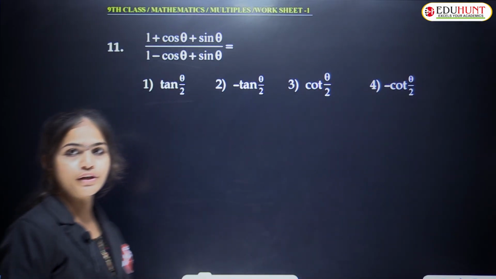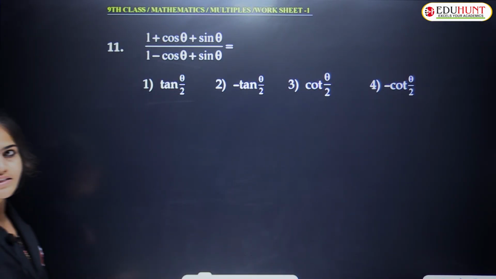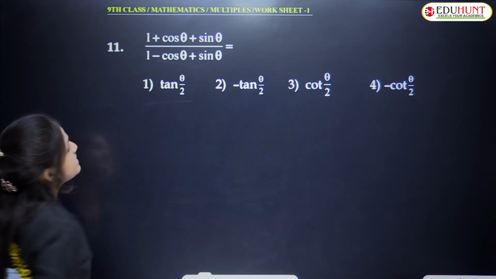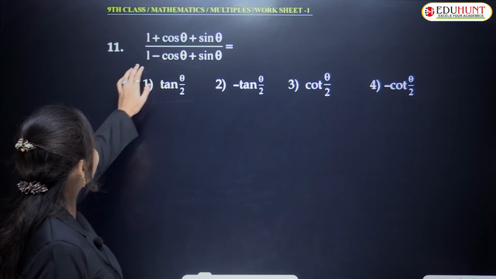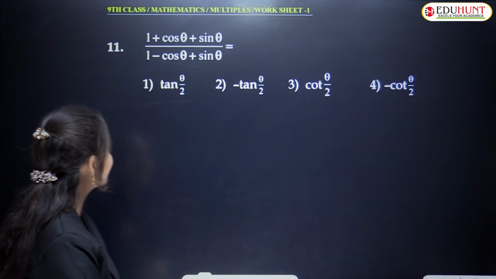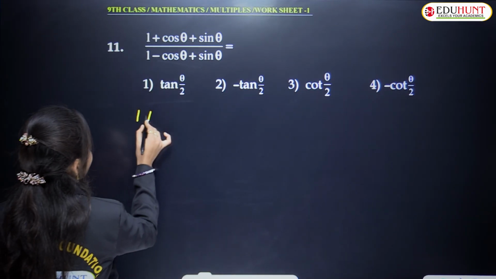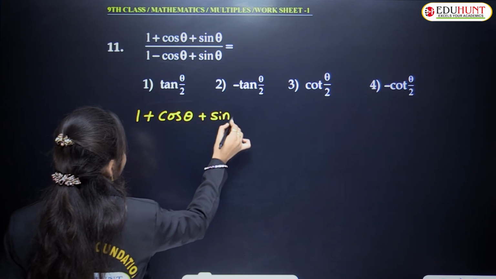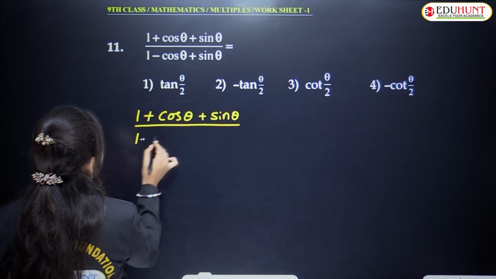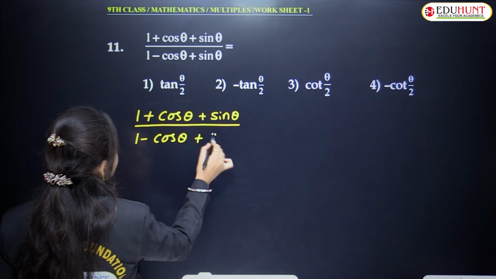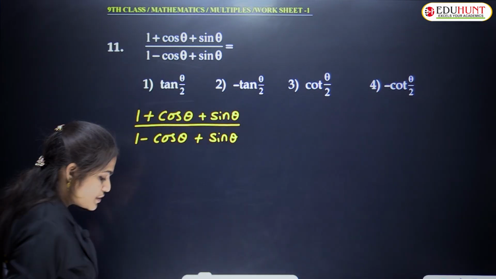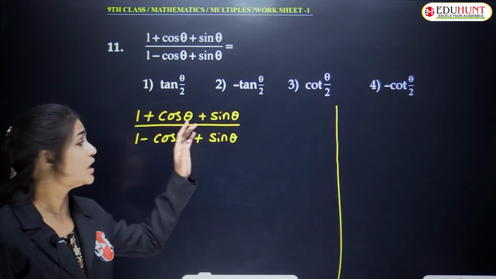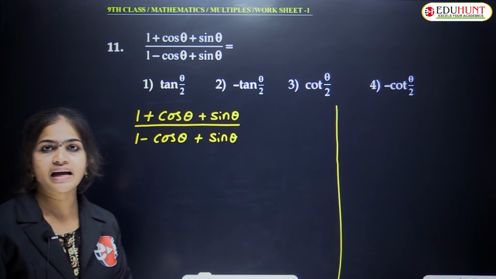Okay children, we are going to discuss the questions from 11 onwards. What is the 11th question? 1 plus cos theta plus sin theta, whole by 1 minus cos theta plus sin theta. First we write what is given. We know some formulas, just the ones we used in the 10th question; the same formulas we have to use here.